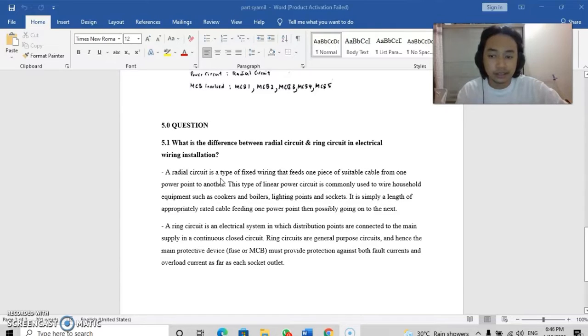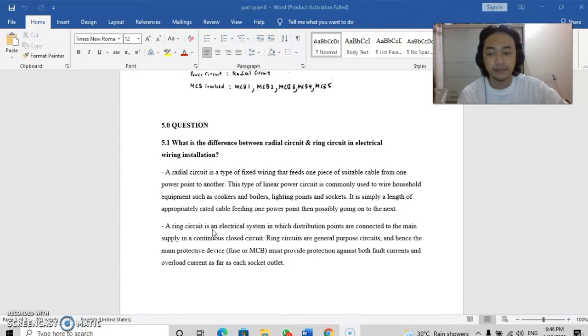A radial circuit is a type of fixed wiring that feeds one piece of suitable cable from one power point to another. This type of linear power circuit is commonly used to wire household equipment such as cookers and boilers, lighting points, and sockets. It is simply a length of appropriately rated cable feeding one power point then possibly going on to the next.